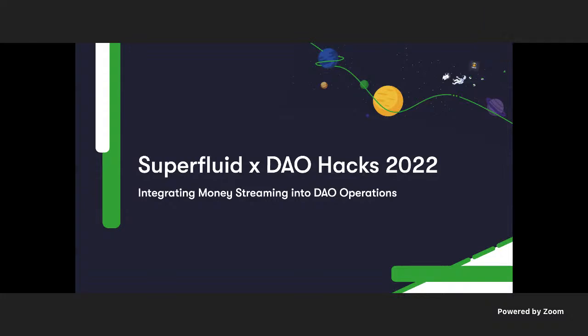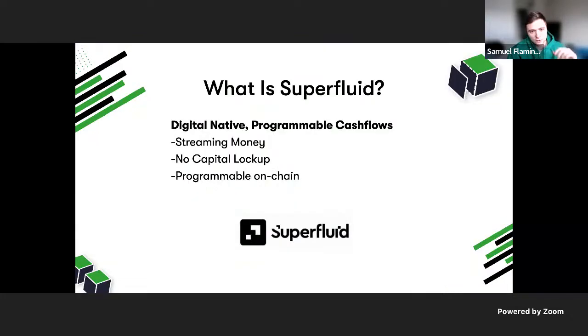That's good. Okay. So what we're going to talk about today is how you can integrate money streaming into your DAO operations. That'll be the overall theme. We're going to try to pack a fair bit in. So we'll go through what Superfluid is, some resources I'm going to point you to start building on Superfluid for your project this weekend. And then we'll go through a very simple Superfluid smart contract that will allow you to integrate money streaming into some DAO operations.